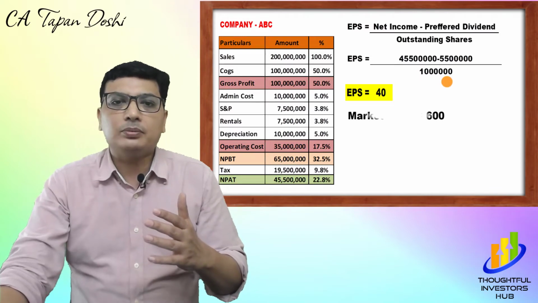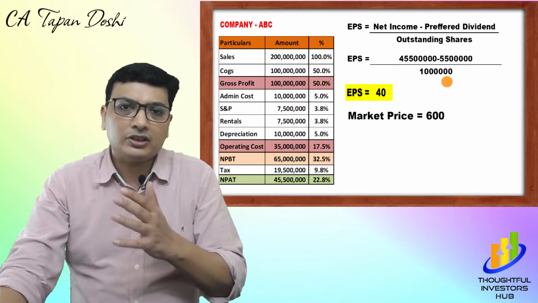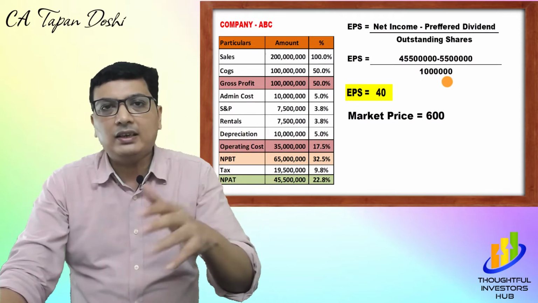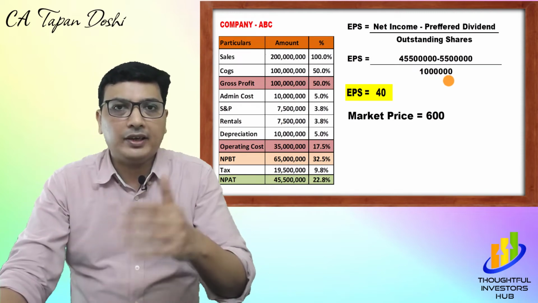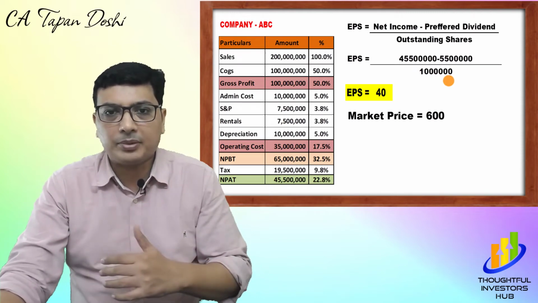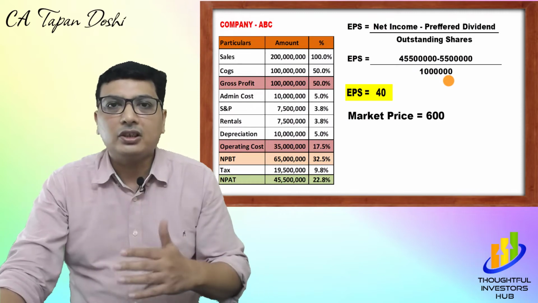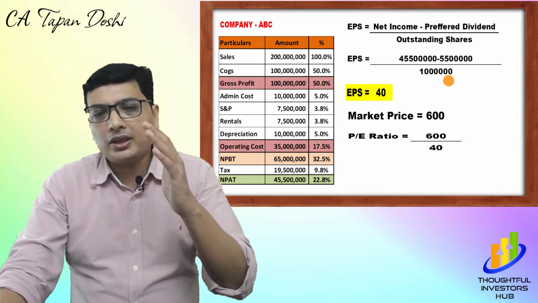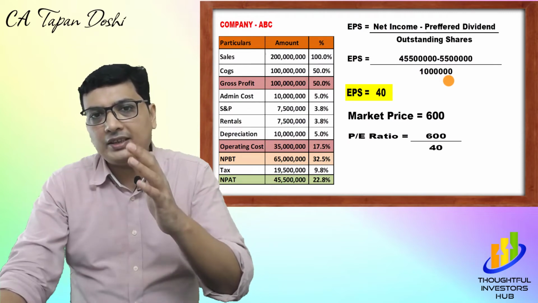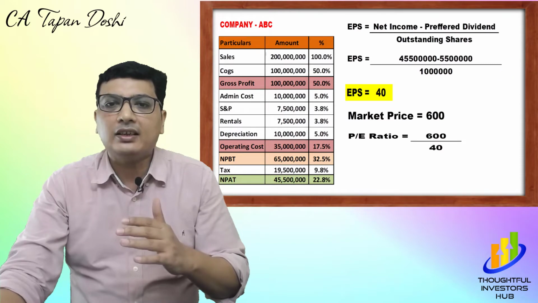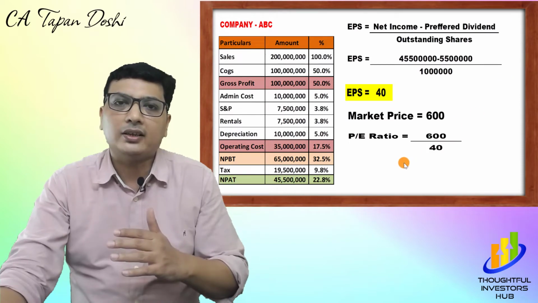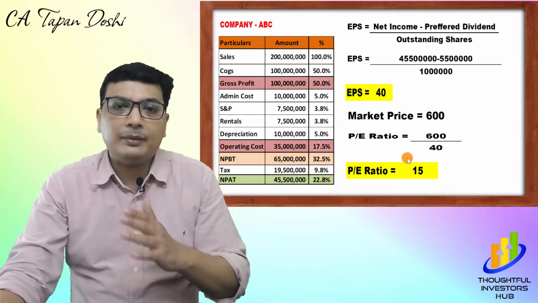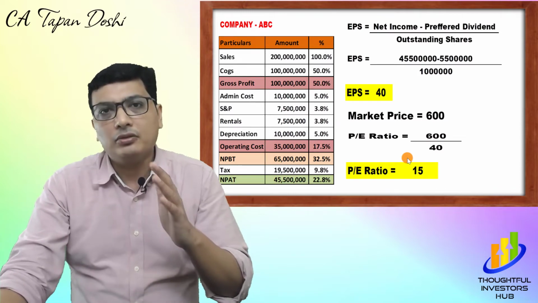Now let us see what the market price is. The market price is nothing but whatever is showing in the market. Every day, whatever the market is showing, that is the market price. Suppose it is 600 rupees. Then what is the PE ratio? PE ratio is nothing but the price, that is the market price, divided by EPS, that is 600 divided by 40. So it comes to around 15. So for company ABC, the PE ratio is around 15.